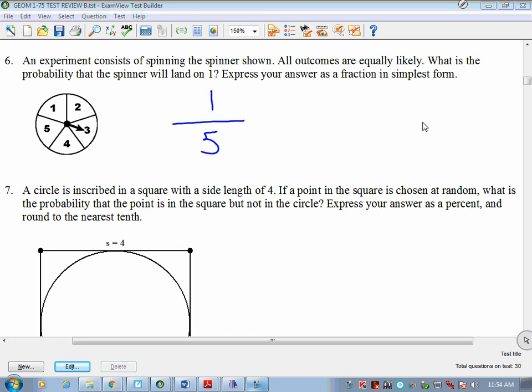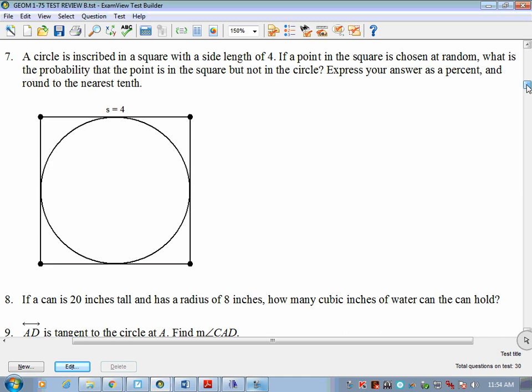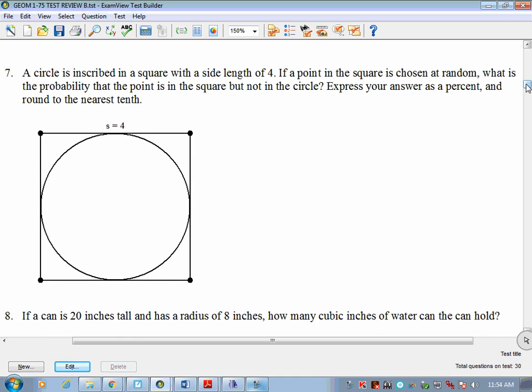We take probability and we get a little bit more difficult with it in question number 7. Number 7 says a circle is inscribed in a square with a side length of 4. If a point in the square is chosen at random, what is the probability that the point is in the square but not in the circle? Express your answer as a percent, round to the nearest tenth. So what we want is the probability of, let's say, throwing a dart and hitting those blue shaded areas, right?